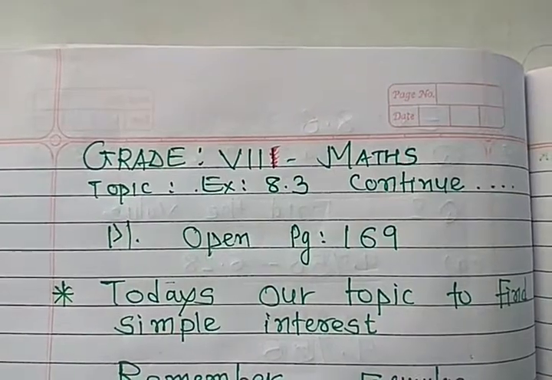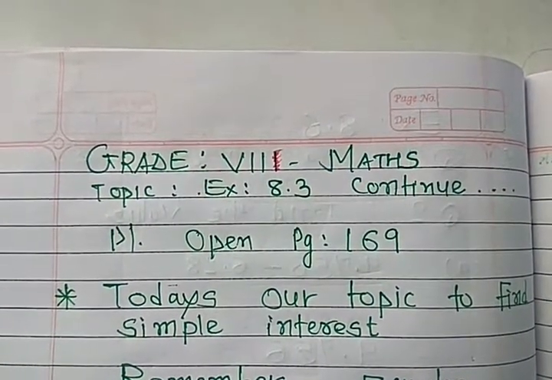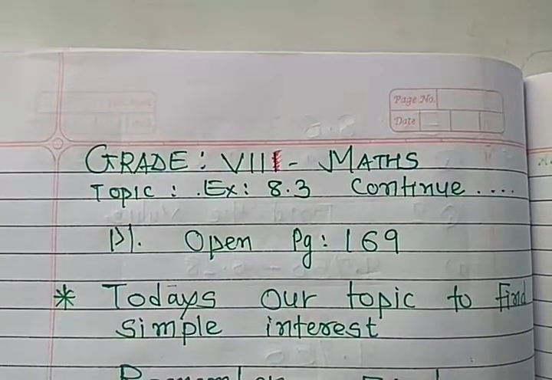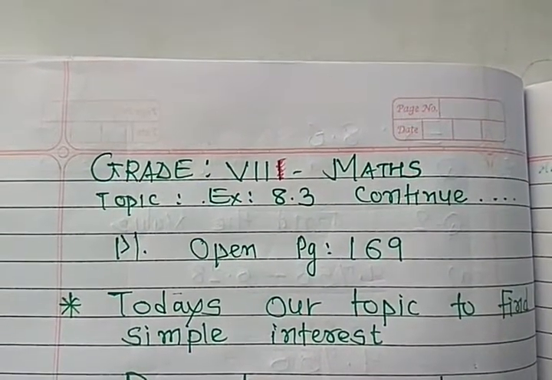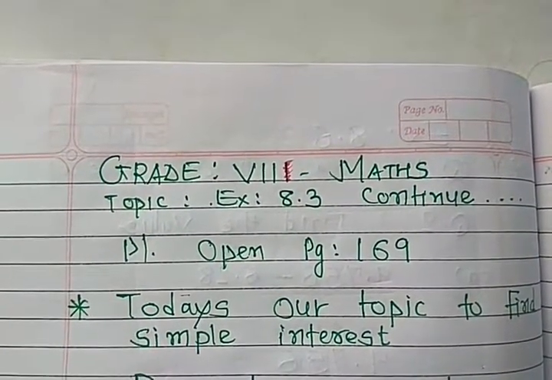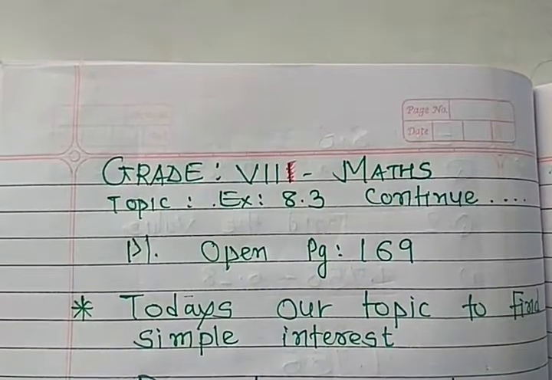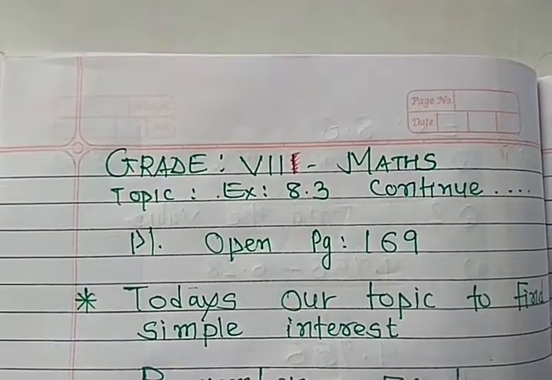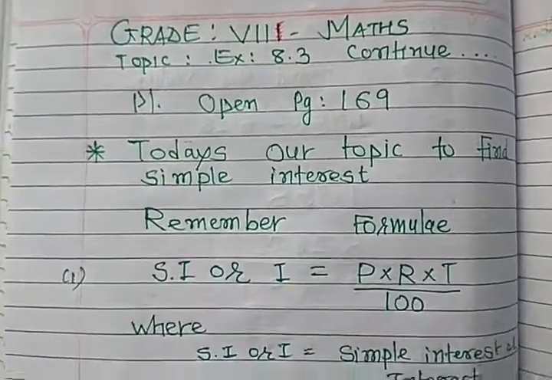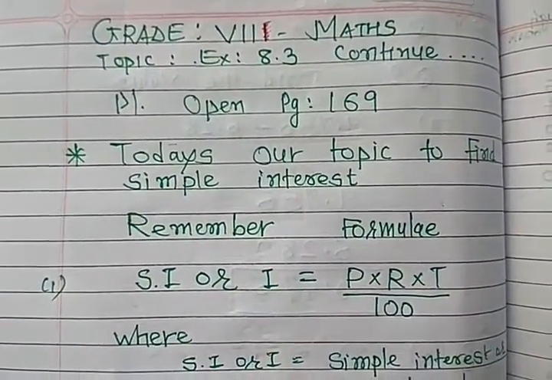Grade 7 mathematics, exercise 8.3. Last time we stopped at 8.3, and now we will continue with the remaining sums from that point. You are all welcome to grade 7. Today our topic is to find simple interest.